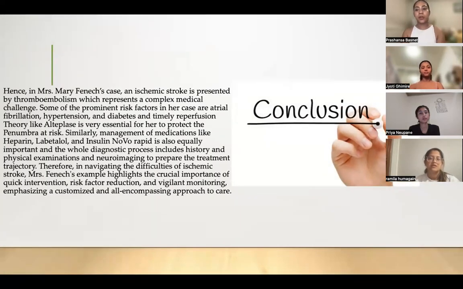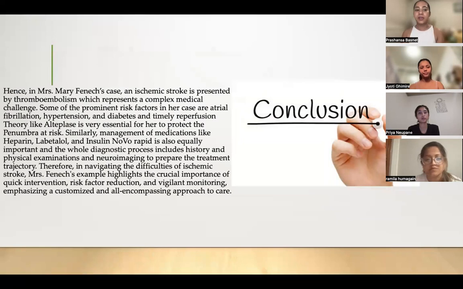Now, to conclude what we have just discussed, in Mrs. Mary Finney's case, an ischemic stroke is presented by thromboembolism, which presents a complex medical challenge. Some of the prominent risk factors in her case are atrial fibrillation, hypertension, and diabetes. And timely reperfusion therapy like alteplase is very essential for her to protect the penumbra at risk.